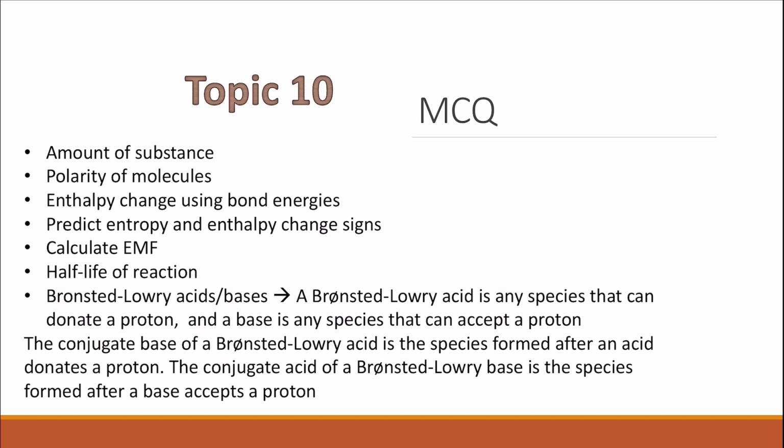And then they might ask you as well about the conjugate base. The conjugate base of the Brønsted-Lowry acid is the species formed after an acid donates a proton. So if you have something like hydrogen fluoride reacting with ammonia, for example, to give you the ammonium ion and the fluoride ion, this is your conjugate base from the acid, and this is the conjugate acid from the ammonia, the base. So this is the Brønsted-Lowry base.